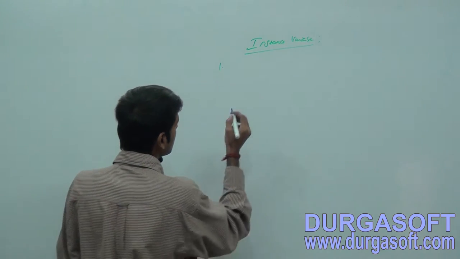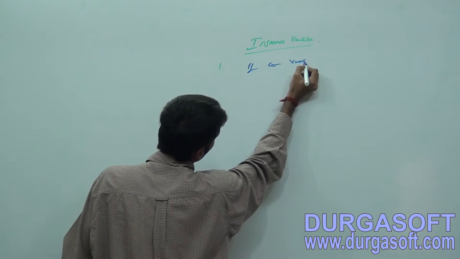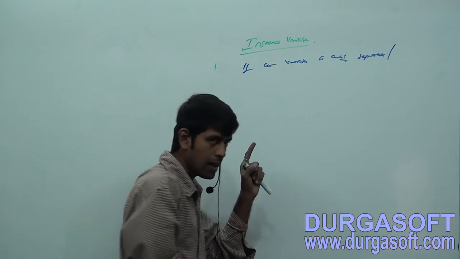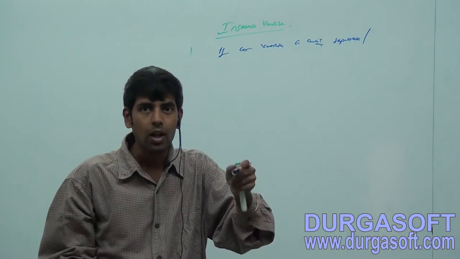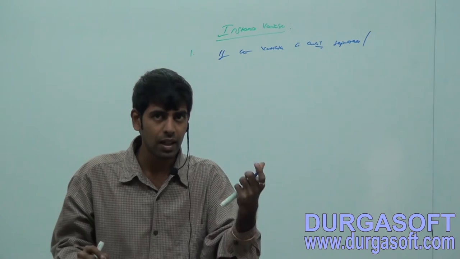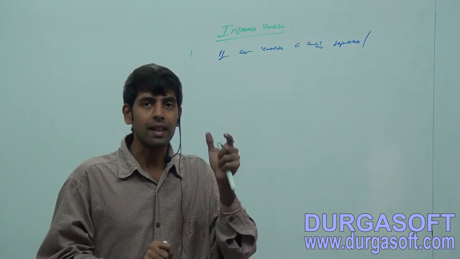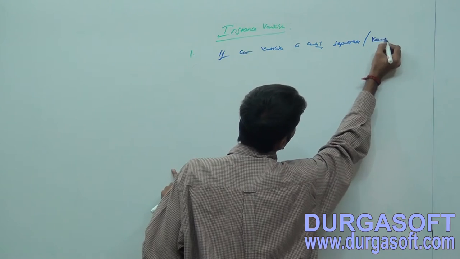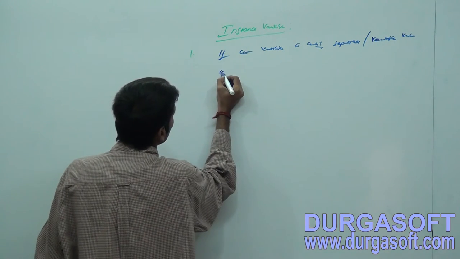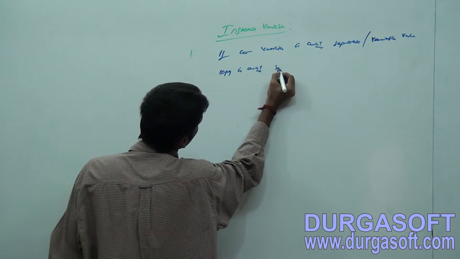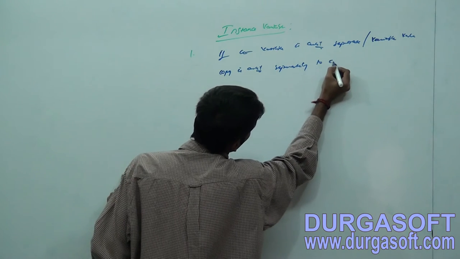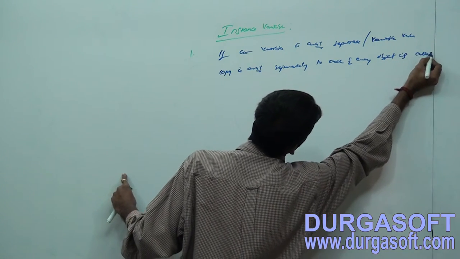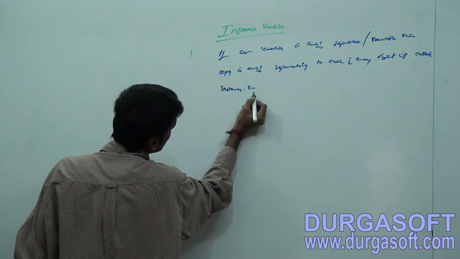Observe here. If a variable copy is available separately to each and every object, then such variables are called instance variables. If a variable value copy is available separately to each and every object, it is called an instance variable.